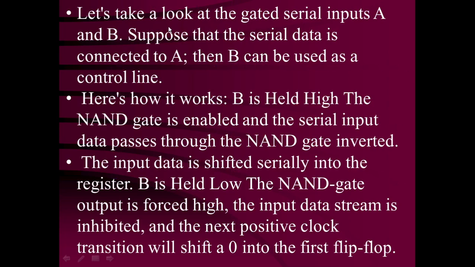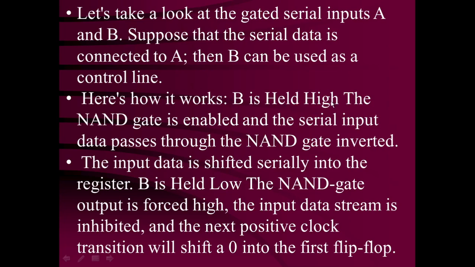Let us take a look at the gated serial inputs A and B. Suppose that the serial data is connected to A. So we are utilizing input A as the serial entry of the data. Then input B can be used as a control line. So the data entry is done from input A and B is utilized as a control line. This can be reversed also, no problem. Here is how it works.